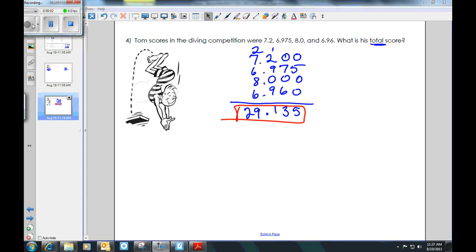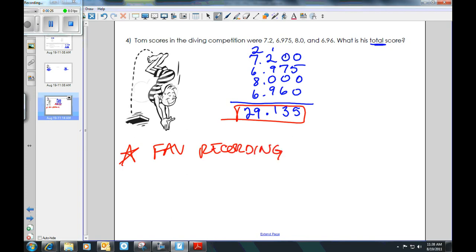Your secret question for today. Let's think of a good one. After number 4, you should place a star and tell me who your favorite recording artist is. That would be a singer or a band.